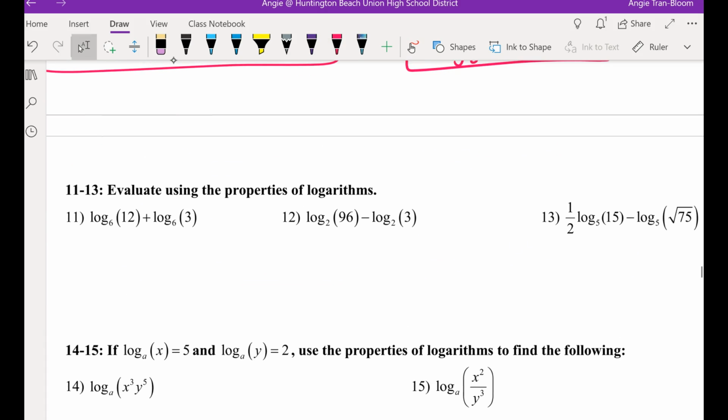Examples 11 to 13. Can you help me read the instruction, please, James? Perfect. So, guys, the word evaluate means what? Solve. Fine, give me the answer. So, log base 6 of 12 plus log base 6 of 3. What's the final answer?